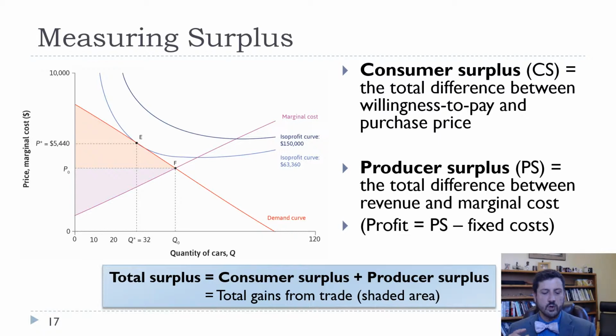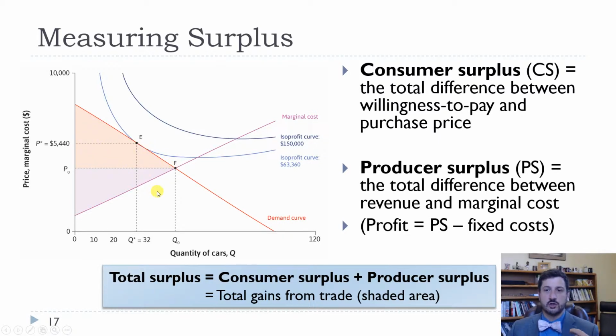And so when we think about just a transaction between firms and consumers, one of the ways that we think about this is consumer surplus and producer surplus, and then the total surplus just being the sum of those two. And so consumer surplus is the difference between how much a consumer would be willing to pay, their willingness to pay, and what they actually have to pay. That's the difference between the demand curve, which we said could be thought of as a consumer's willingness to pay, and the actual price.